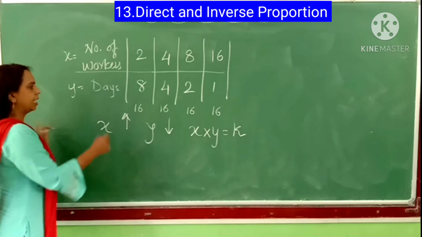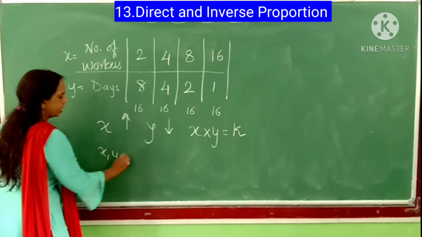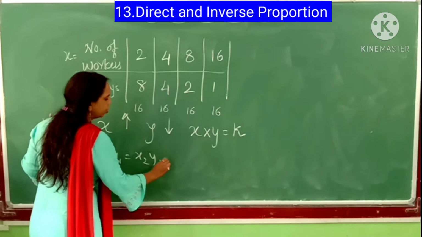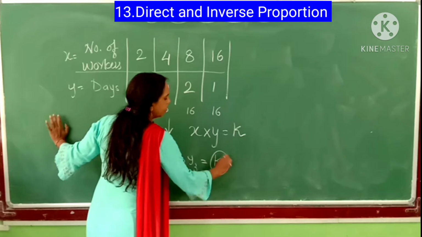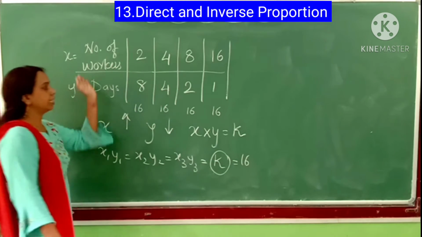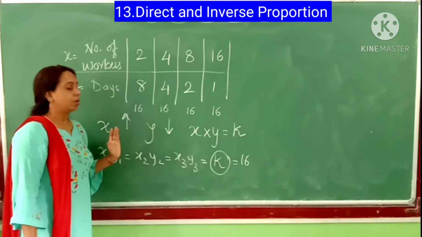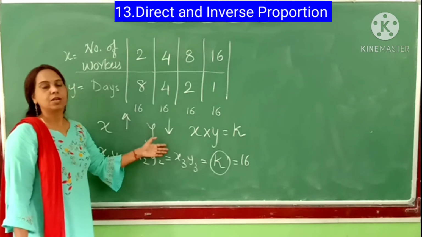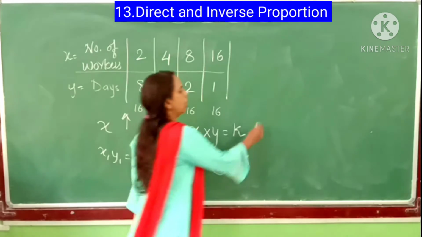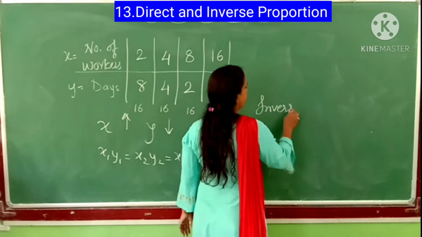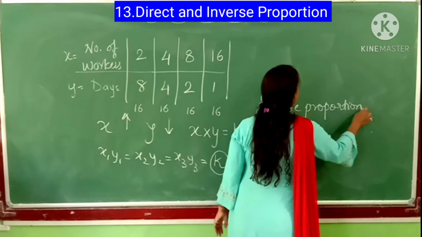Now here you can see that x1 into y1 is equal to x2 into y2, x3 into y3, equal to one constant number, that is 16. So this type of proportion, where an increase in one quantity leads to a decrease of the related quantity, that type of variation is called inverse proportion. Clear?